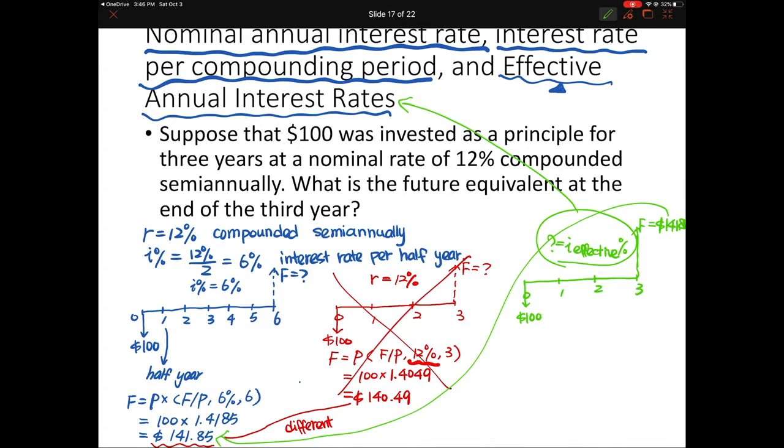So now we have learned the nominal annual interest rate R, which is just a saying, it's not used in calculation. We also know how to get the interest rate per compounding period. Okay, that's what you use in calculation. And then we also know there is some interest rate that can make this conversion happen year by year. Okay, and that interest rate is called the effective annual interest rate.